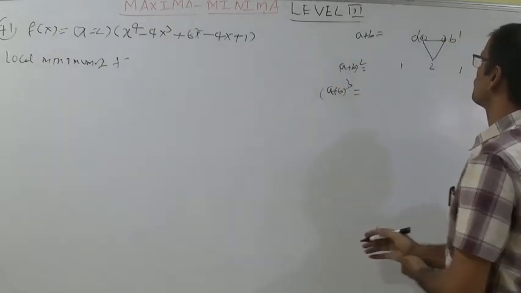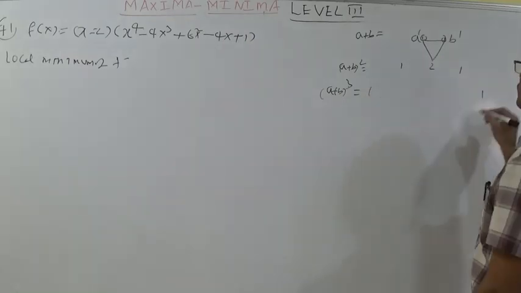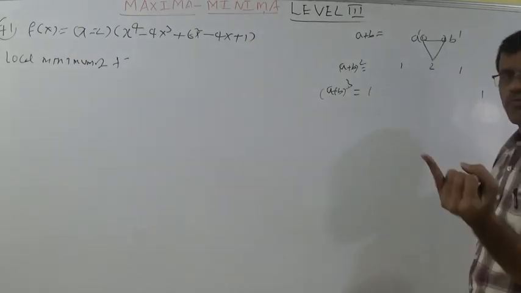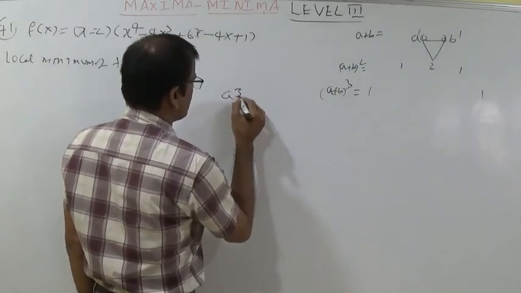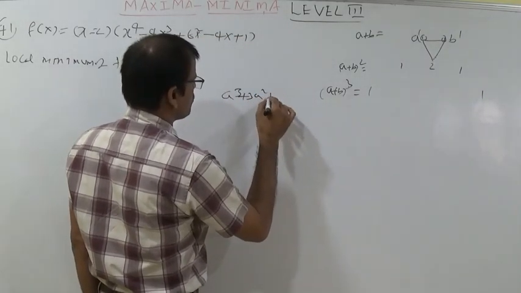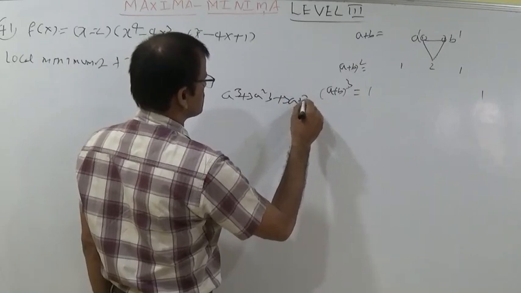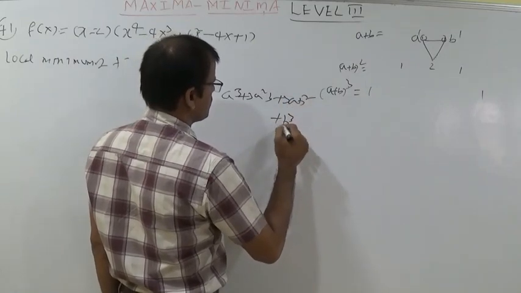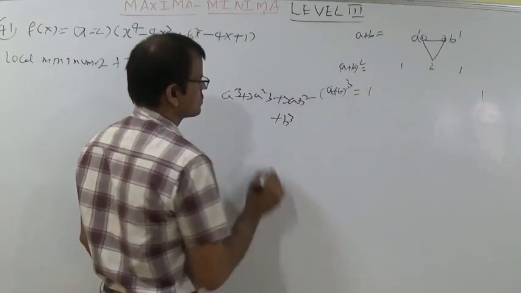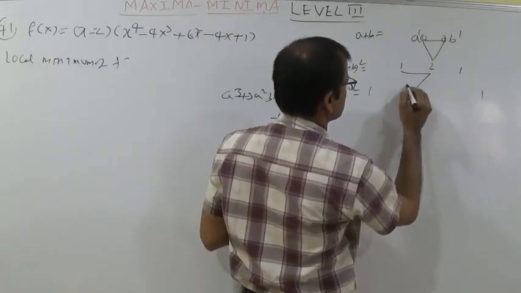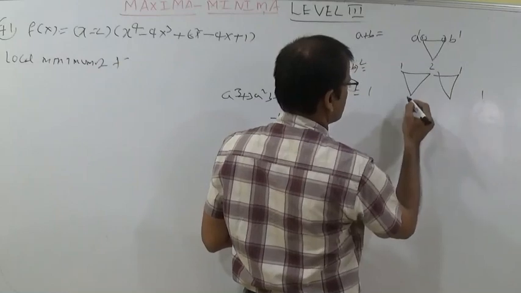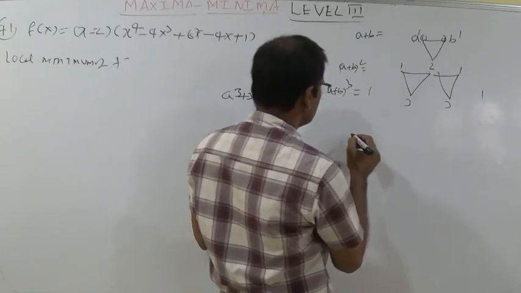In a plus b whole cube, the first and last coefficients are always 1. So a cube plus 3a square b. I am writing the formula in order: a cube plus 3a square b plus 3ab square plus b cube. The coefficients are 1, 3, 3, 1. We get them by adding: 1 and 2 is 3, and adding 2 and 1 is 3.